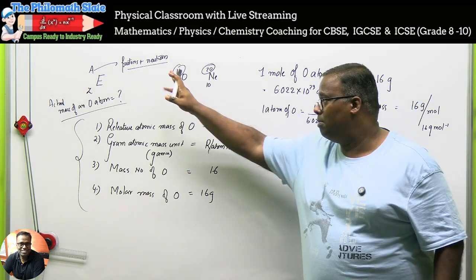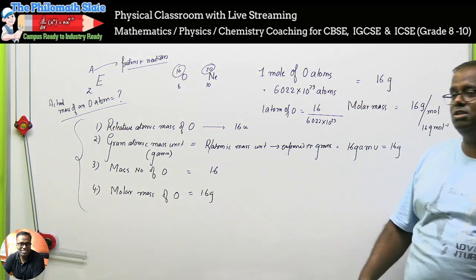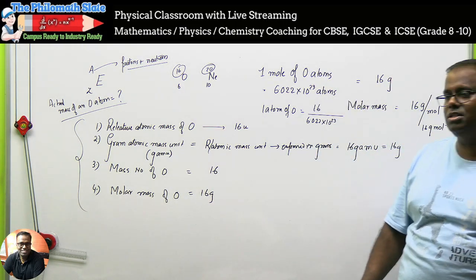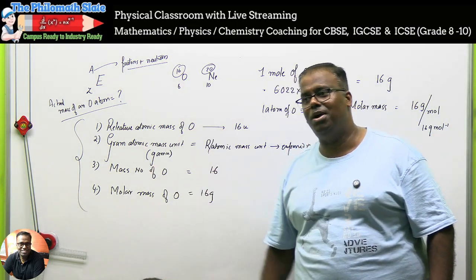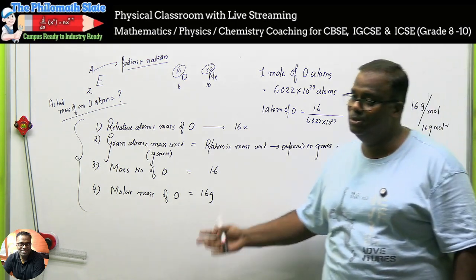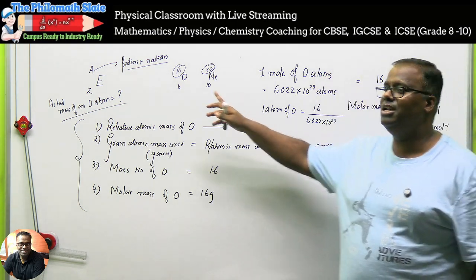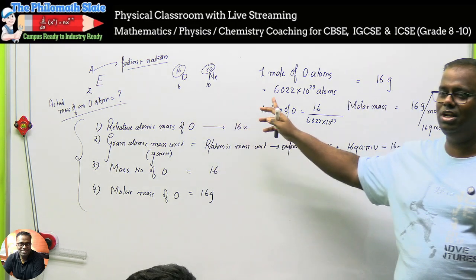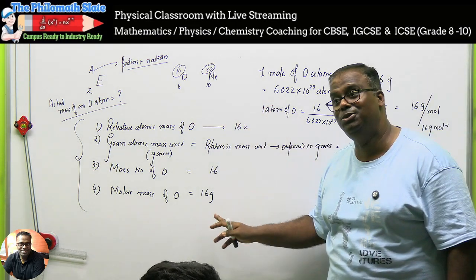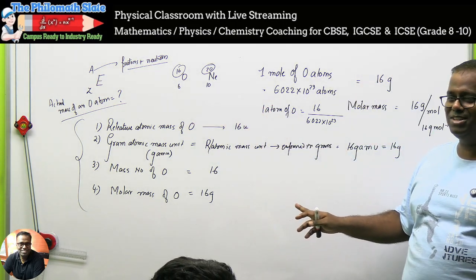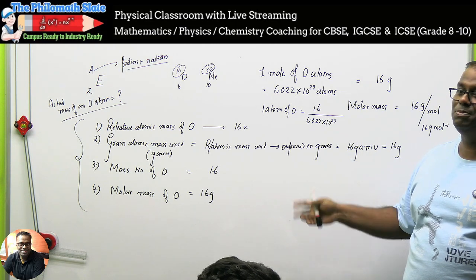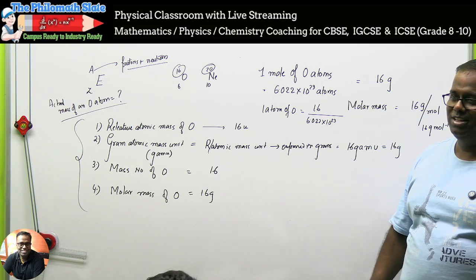ये 16, ये मास नंबर बहुत स्टाइलिश चीज है. The mass number tells you what is the relative atomic mass. The mass number tells you what is the molar mass. The mass number tells you what is the gram atomic mass. ये तो एटम के लिए हुआ, ऐसे मॉलिक्यूल्स के लिए भी होता है. तब गामू बन जाता है मामू. Molecular mass unit expressed in grams, है ना.